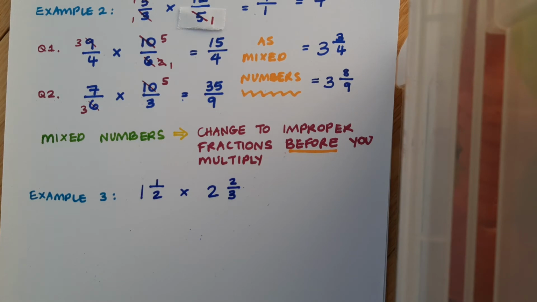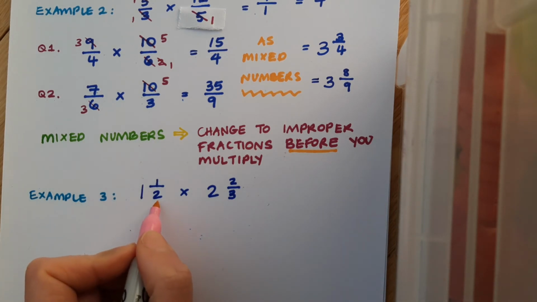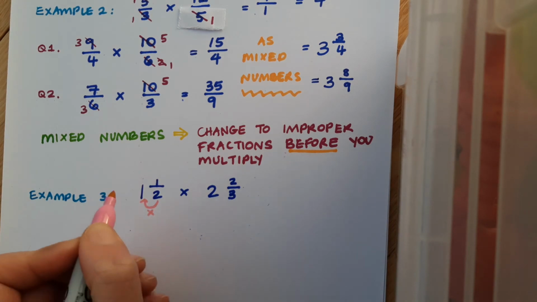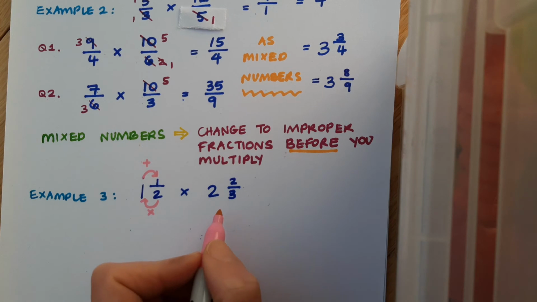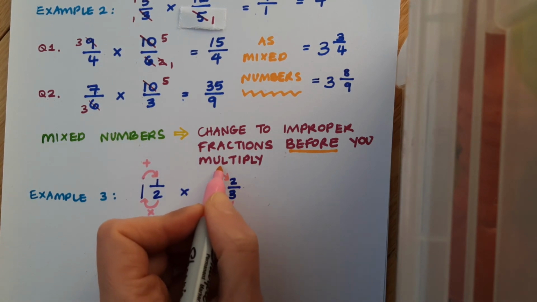So the first thing that I'm going to do is change both of these mixed numbers into improper fractions. Just as a quick reminder of how this works, I'm going to multiply the denominator by the whole number, and then I'm going to add on the numerator. And I'll do that for both of these. So again, I'll multiply and I'll add.